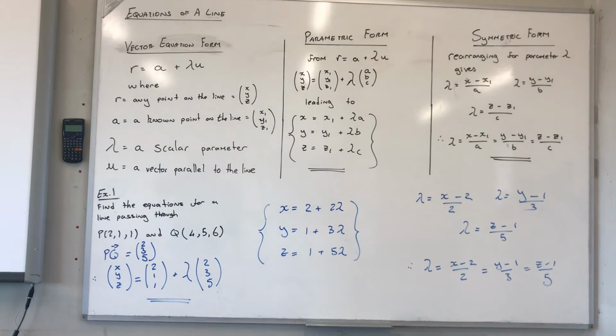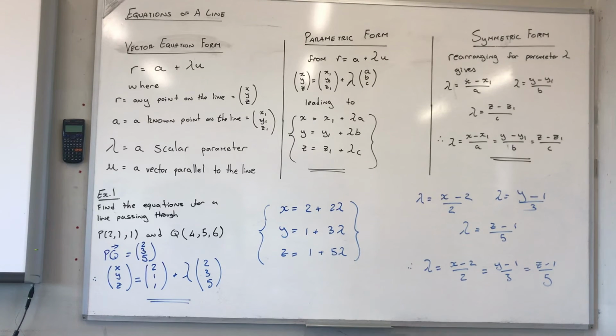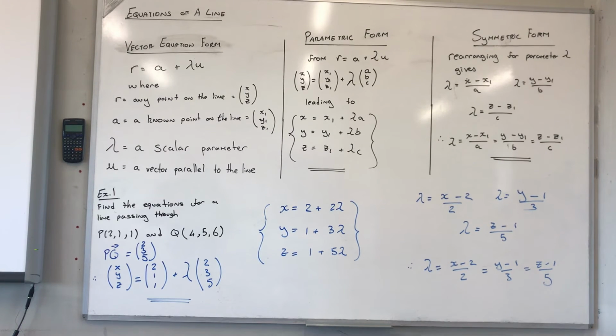We've got lambda equals x minus 2 over 2, lambda equals y minus 1 over 3, and lambda equals z minus 1 over 5. Then setting that all out, we get lambda equals x minus 2 over 2 equals y minus 1 over 3 equals z minus 1 over 5.